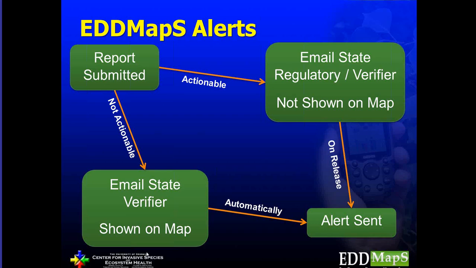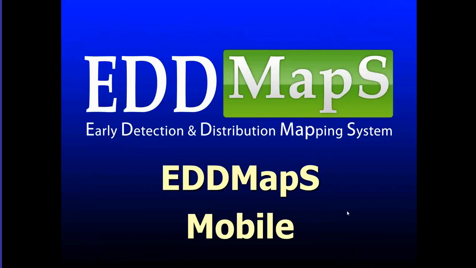If it's a non-actionable species, which many of the species in the east that we're currently working with are not considered actionable, then the state verifier gets a report. It automatically shows up on the map with the caveat that it is not verified until somebody else reviews it, and the alerts are automatically sent out.